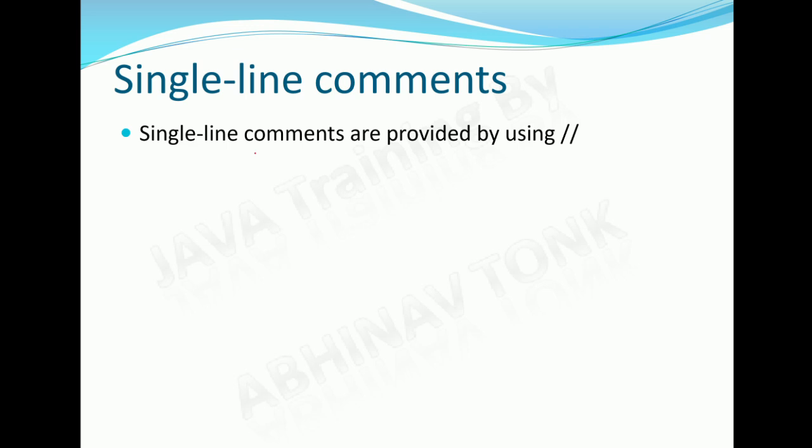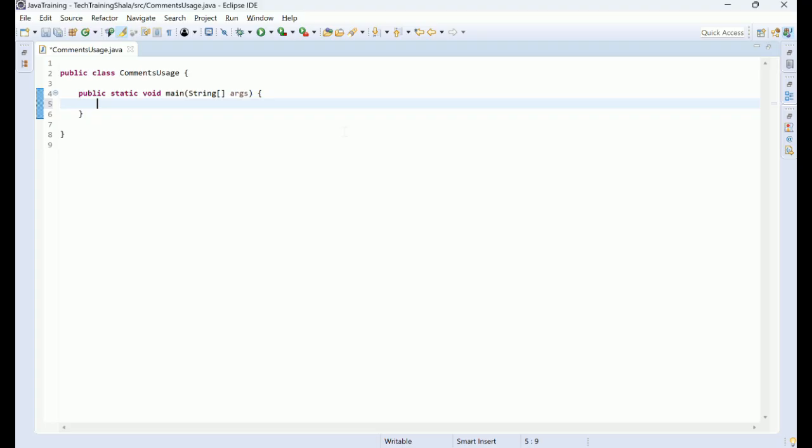So in Java, single line comments are provided by using two forward slashes. For using a single line comment, you just have to put two forward slashes. After that, whatever you write will be a single line comment.